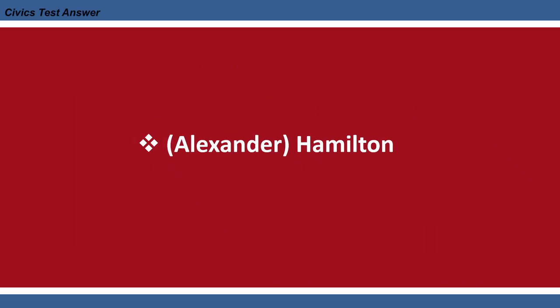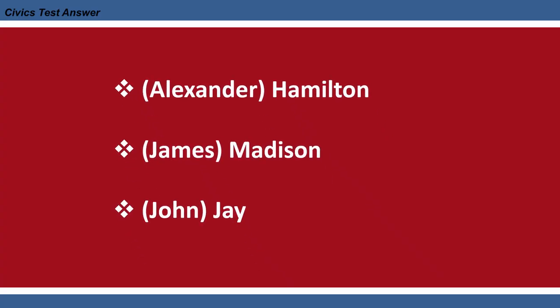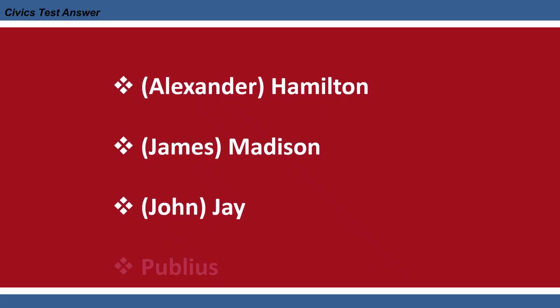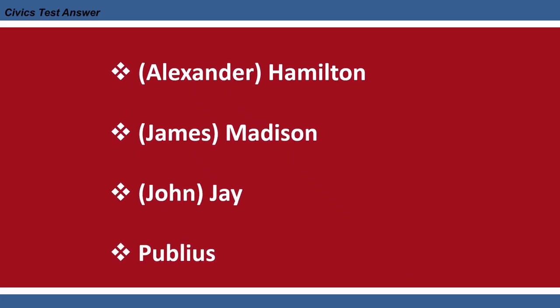Many of the Federalist Papers, which supported the passage of the Constitution, were written by Alexander Hamilton. James Madison and John Jay were the other two writers of the Federalist Papers. Hamilton, Madison, and Jay used the pen name Publius.